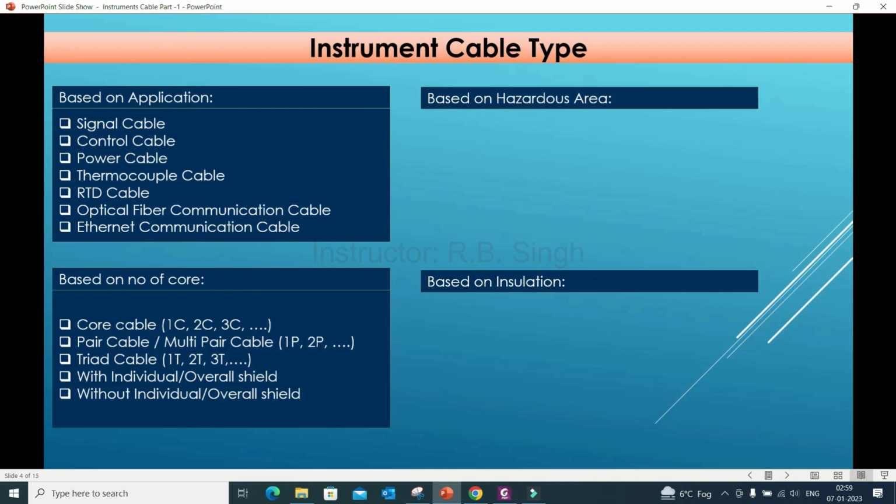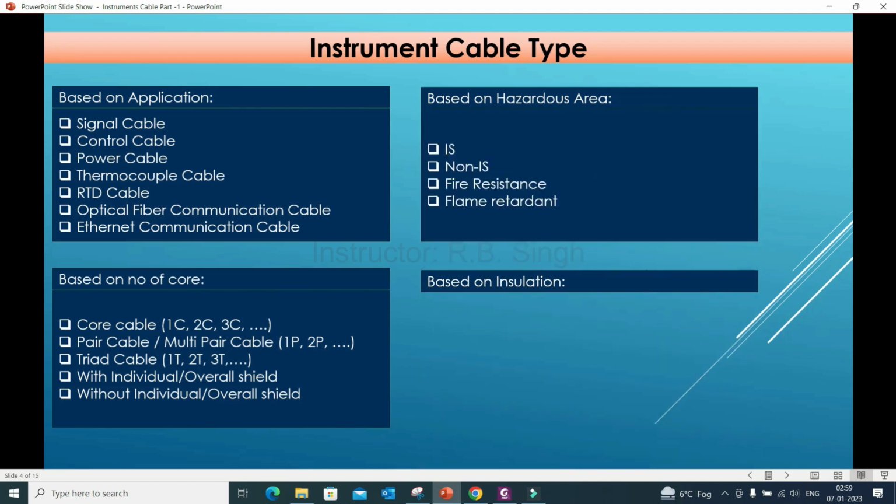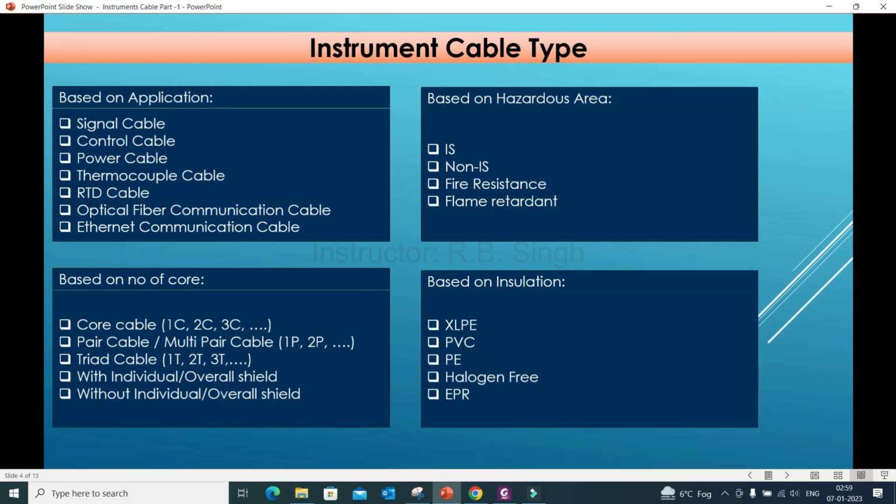All these core, pair, triad cables can be used with individual or overall sheath, or without individual or overall sheath. If we talk about the hazardous area, then based on the hazardous area we can also classify the cables like IS cable, non-IS cable, fire resistance and flame retardant cable. And if we talk about the insulation, different insulations are available. Basically insulation is for protection of the cable. For different environmental conditions or temperatures there are different types of insulations available, like XLPE, PVC, PE, halogen free, EPR. So based on these criteria we can define the types of cables.